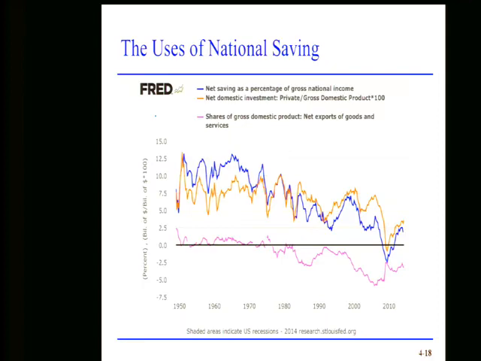Okay, so this chart, notice it looks similar to the savings chart that we had before. But rather, what I've got on here is this purple line is net export share of GDP. In the top two lines, the blue line is net saving as a percent of gross national income, and the orange line is net domestic investment as a share of gross domestic product. So what you can largely see is that where saving is greater than investment, that is, the blue line is above the orange line, the purple line will be positive.